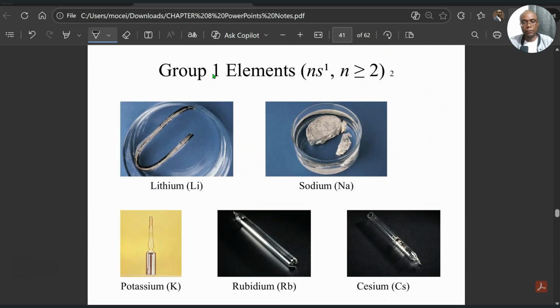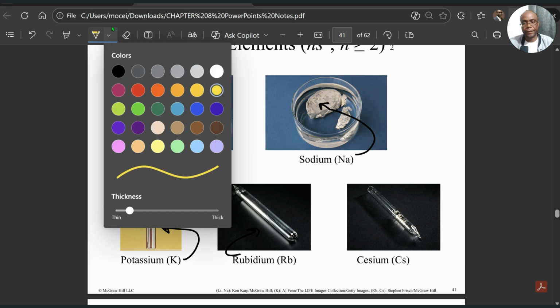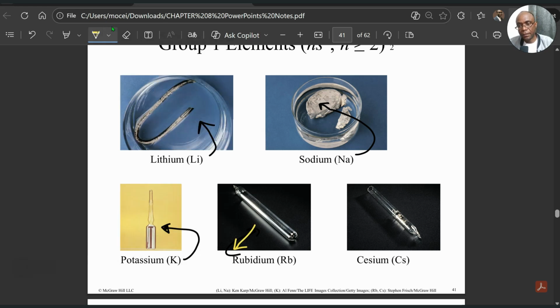Okay, this is how they look. This is how lithium looks. That's how sodium looks. You can cut it with a knife. It's brittle. And potassium, you know why they are hiding it in a capsule. It's very reactive. The rubidium is right there. That's our rubidium. And this is our cesium, how it looks.